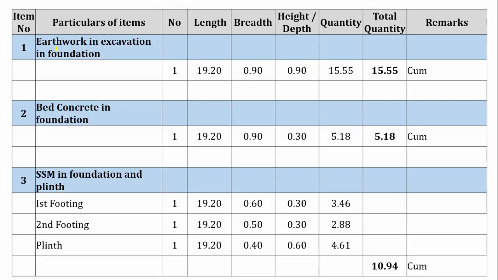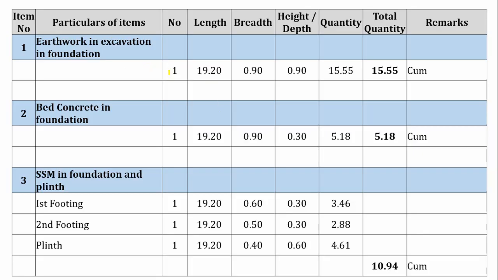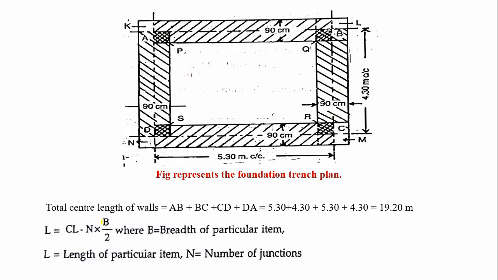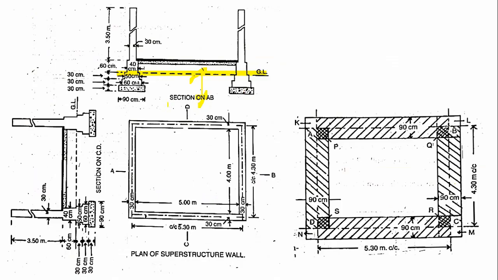Now we will try to calculate. First is earthwork excavation in foundation. Below the ground level, down to the bed concrete bottom level, we will do the excavation. So we have to calculate the length now. How do you calculate the length? Length is the center to center length, 19.2 meters, multiplied by the breadth of the item.